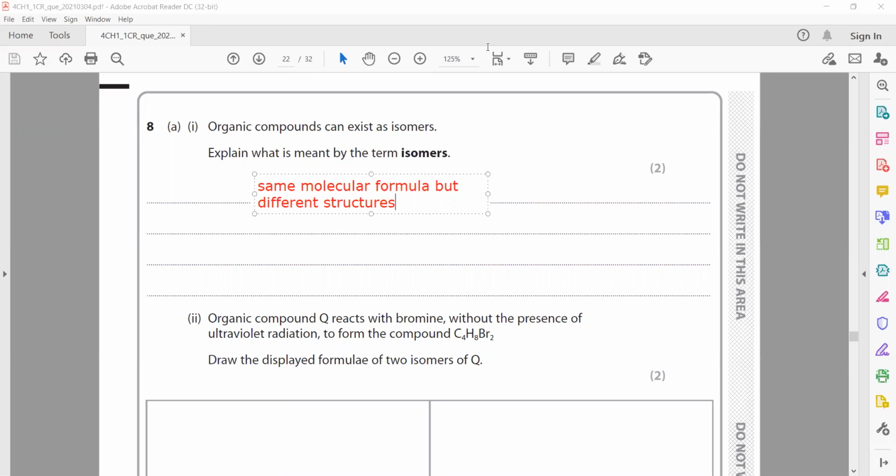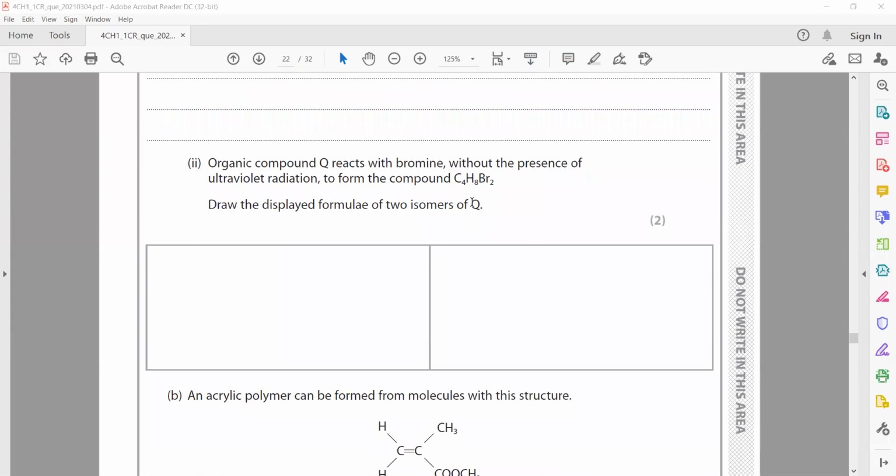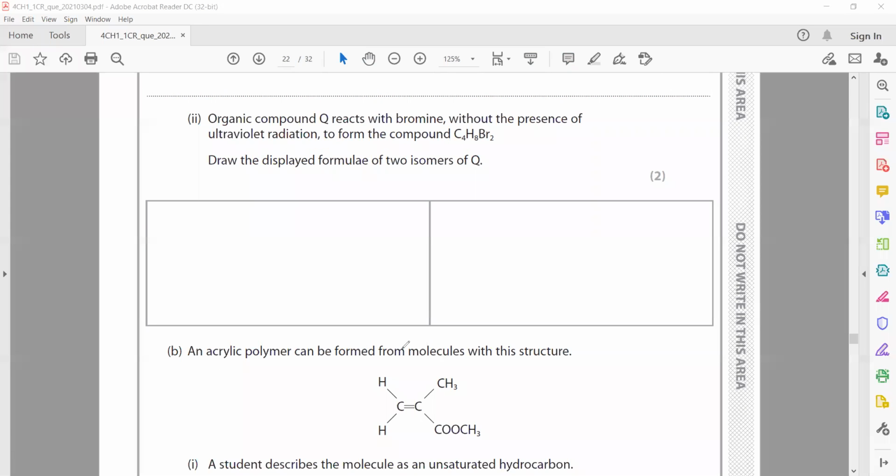Organic compound Q reacts with bromine without the presence of ultraviolet light to form compounds. Draw a displayed formula of Q. So compound Q, basically C4H8, means it is butene, and we have to draw two isomers of butene. We'll simply change the position of the double bond, so it can be but-1-ene or it can be but-2-ene.